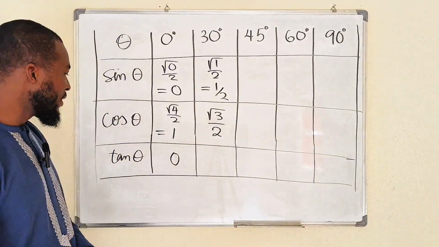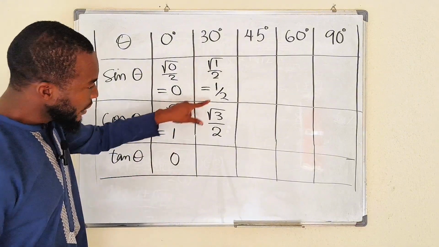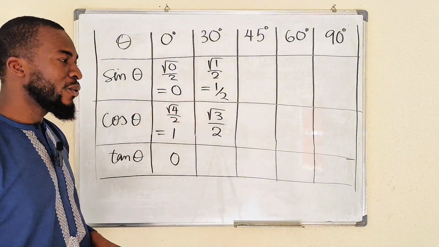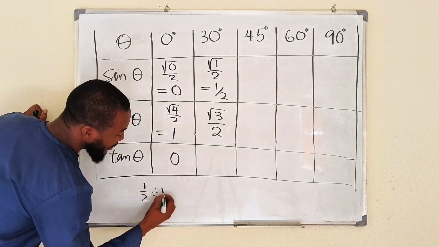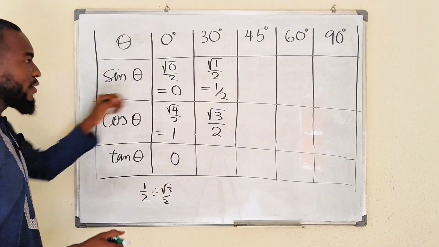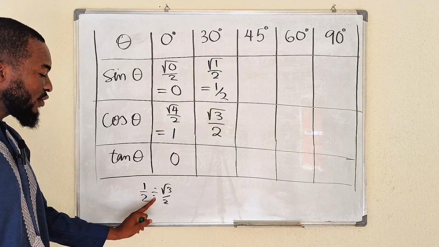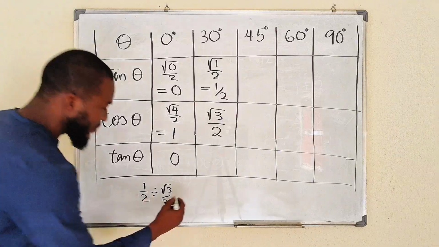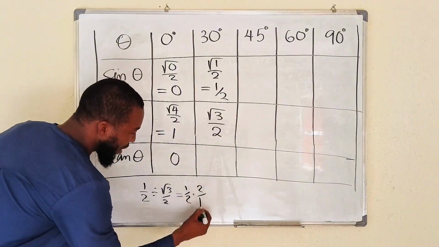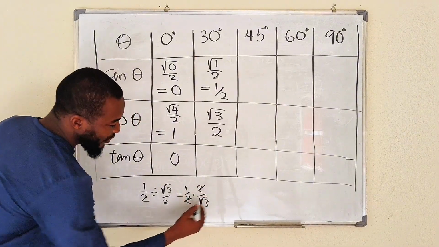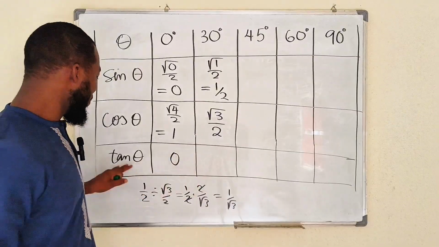So what about tangent of 30 degrees? It will be 1 over 2 divided by root 3 over 2. Should I show you how to do that? 1 over 2 divided by root 3 over 2, because it will be sine divided by cosine. This is for the sine and this is for the cosine. Once you change this to multiplication, it will be 1 over 2 multiplied by 2 over root 3. You see that 2 will cancel 2. All we have is 1 divided by root 3. So 1 over root 3 is the solution to this problem.